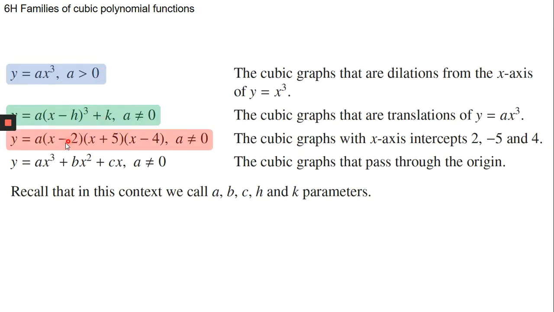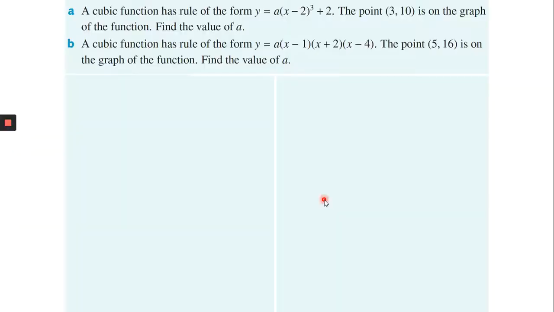My favorite one, so this is where it tells us all the three intersect. So it tells us that it crosses at 2, -5, and 4. And this is the one where it's in polynomial form. All these A, B, C, H, and K are called parameters, so don't forget that. Let's look at an example.